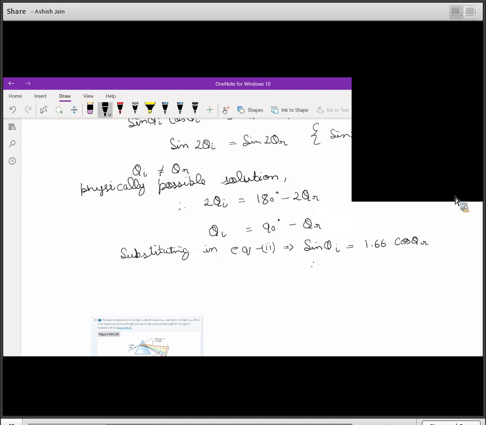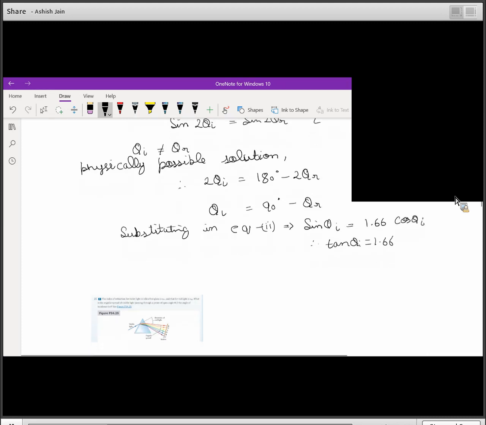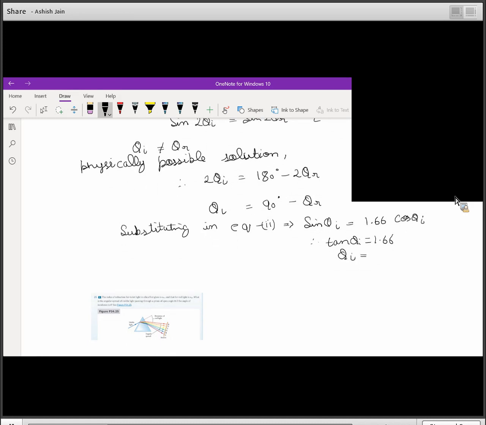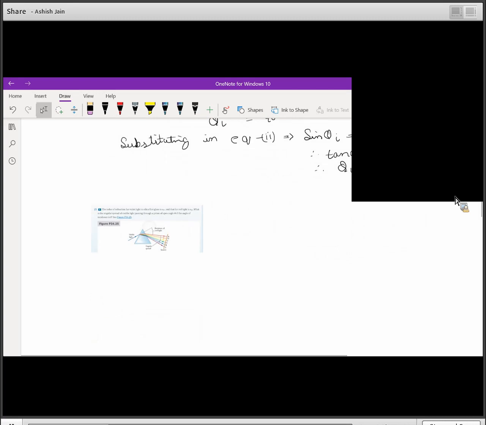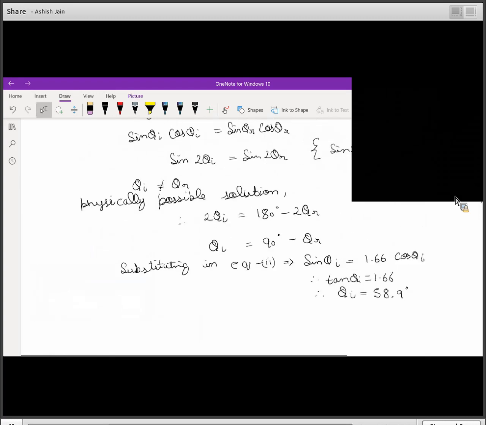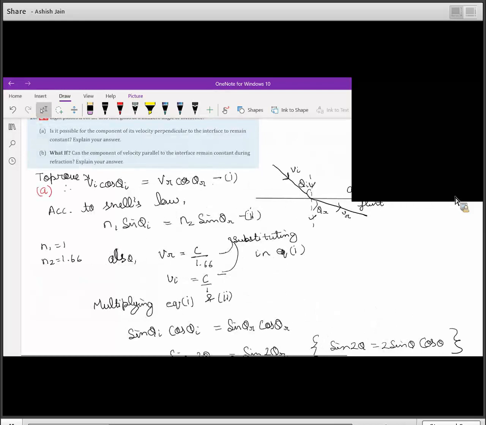Therefore, sorry, this is cos theta i. Therefore, tan theta i equals 1.66, theta i is 58.9 degrees. Therefore, the answer to the first part: yes, it is possible.